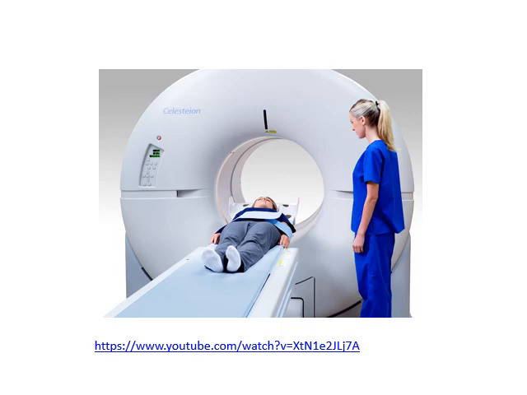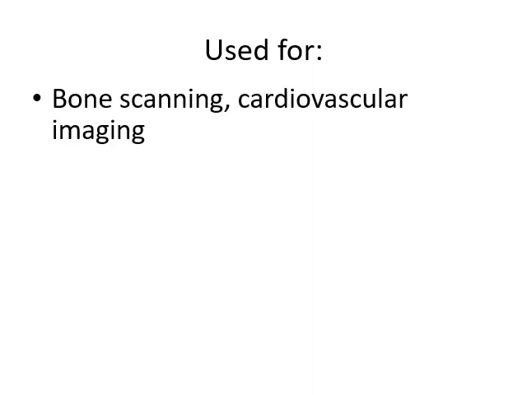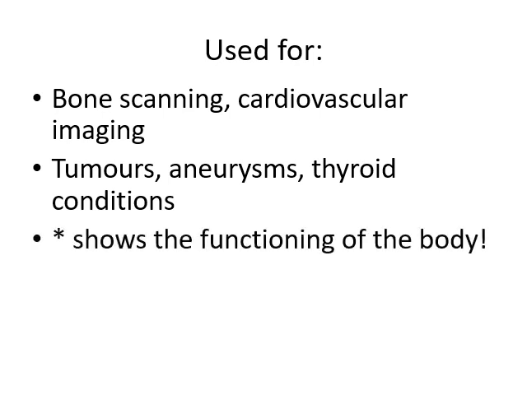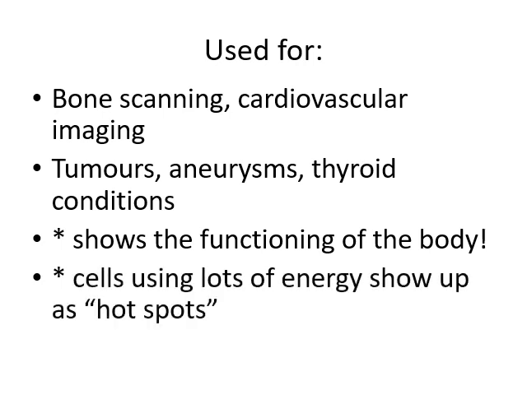Okay, so why are we going to use a nuclear image? We're going to do it if you ever need to go in for a bone scan or any cardiovascular imaging, so they'll give you a PET scan for it. They're very choosy about PET scanning because it's really, really expensive. They also use it to look at tumors, aneurysms, or thyroid conditions. What it's really neat at doing is showing you the functioning of the body. It's going to tell you where the cells are overactive or maybe completely inactive. We usually say that the cells that are using lots of energy are going to show up as hot spots.